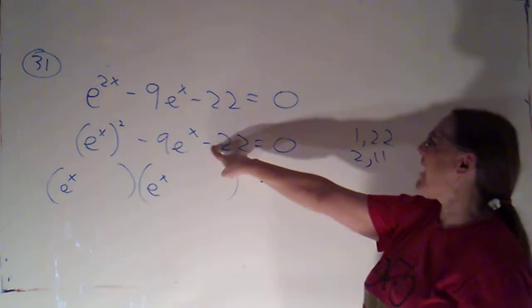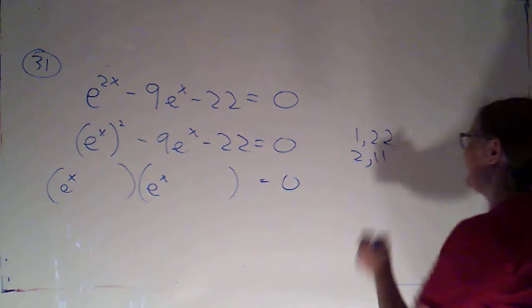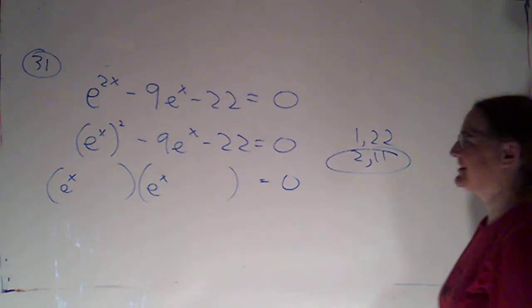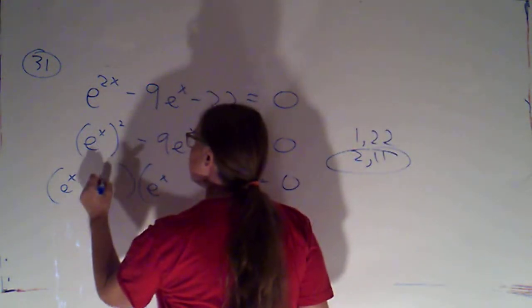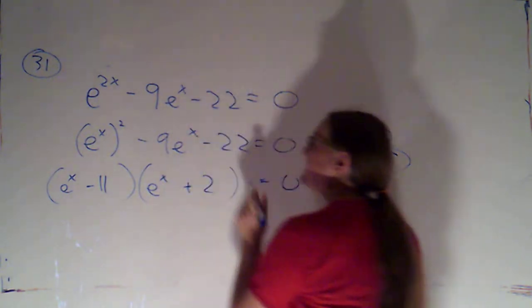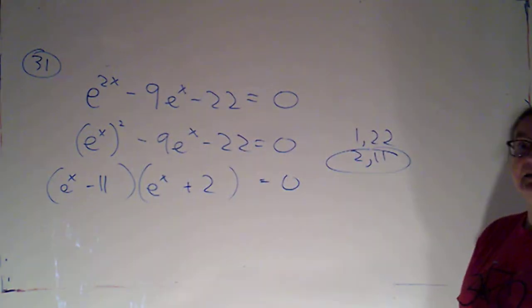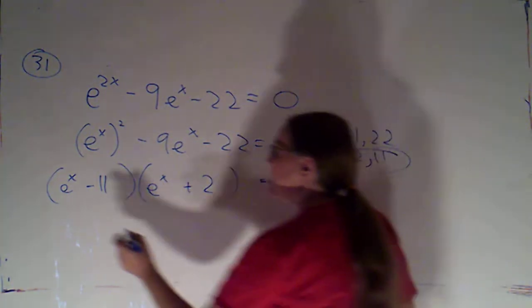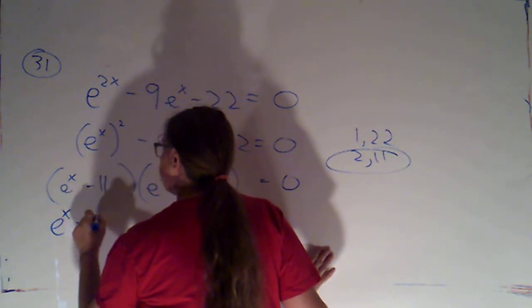They're going to have opposite signs. I want them to subtract to give me 9, so we want the 2 and the 11. Looks like we want the bigger one to be negative, so (e^x minus 11) times (e^x plus 2). Then I set each factor equal to 0.